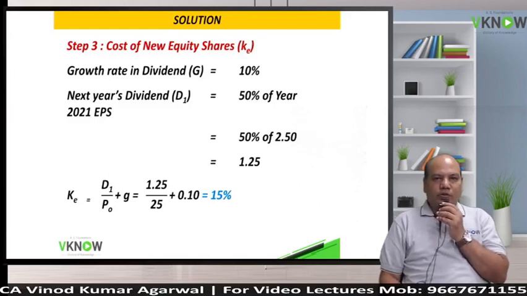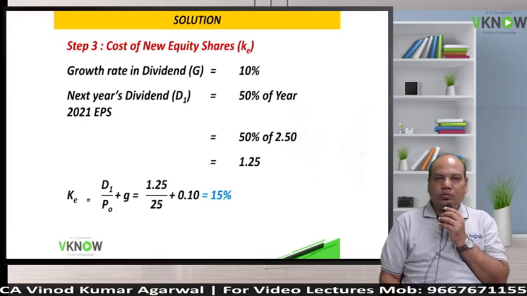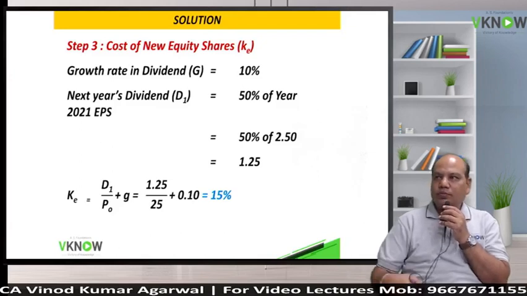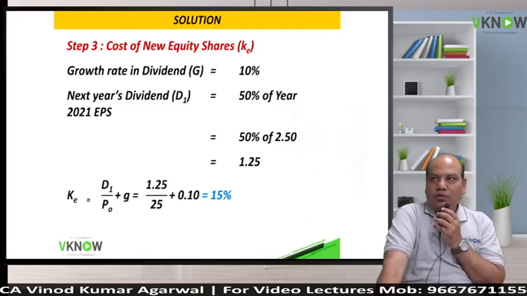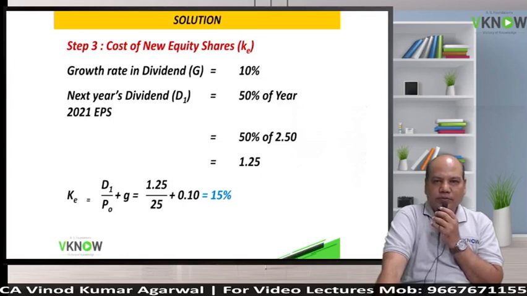Then write down, therefore K is equal to D1 upon P0 plus G, 1.25 divided by 25 plus 0.10. Solve. How much do you get? 15%. Write down properly 15%. Presentation in detail is important to get full marks.